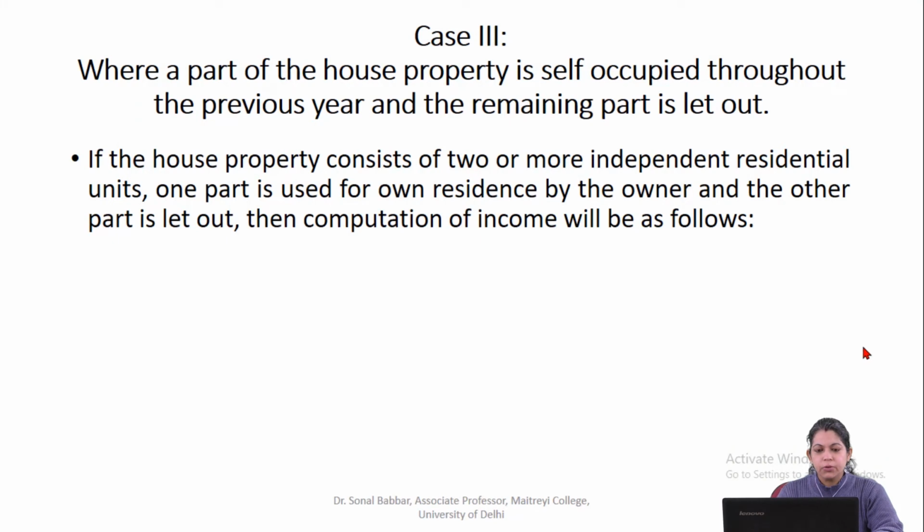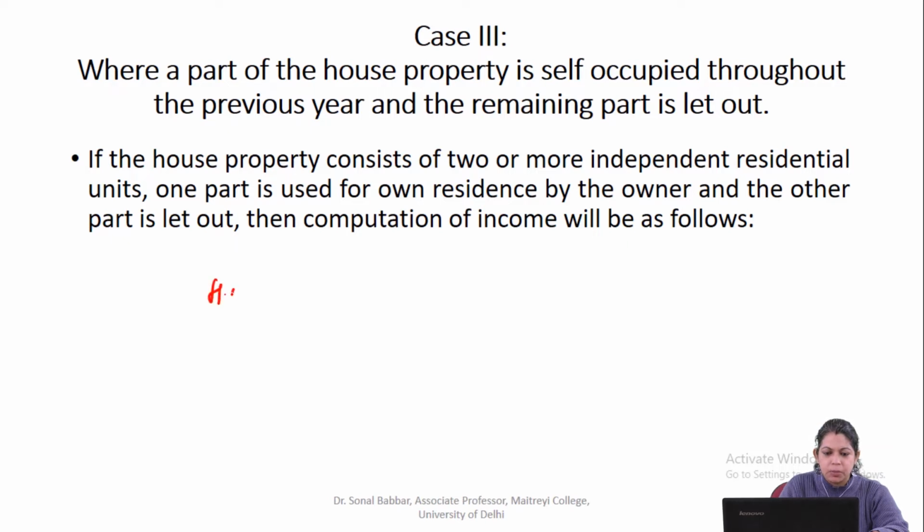Through this video, we are going to learn the computation of income from house property, where the property is self-occupied throughout the previous year and the remaining part is let out. Case 3 specifically: if the house property consists of two or more independent residential units, one part is used for own residence by the owner and the other part is let out, then computation of income will be as follows.